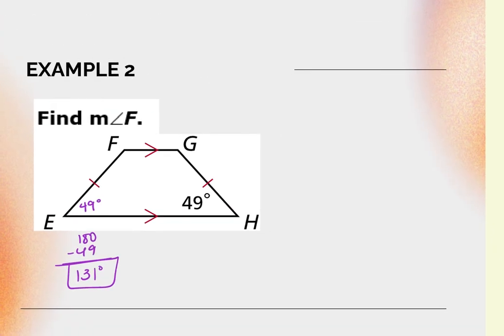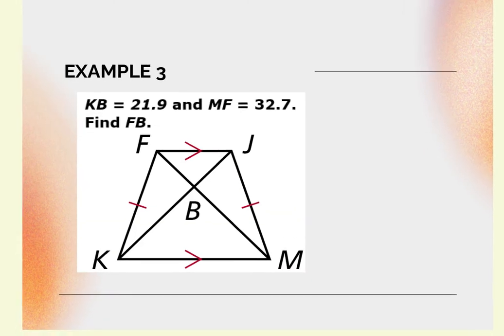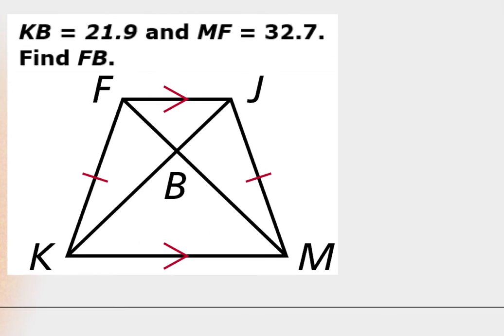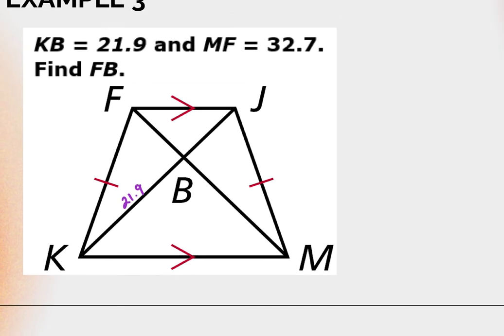Easy stuff, right? Example 3. What shape is this? Still an isosceles trapezoid. KB is 21.9 and MF is 32.7. Find FB. How do you find it? Yep. Try. Oh wait.